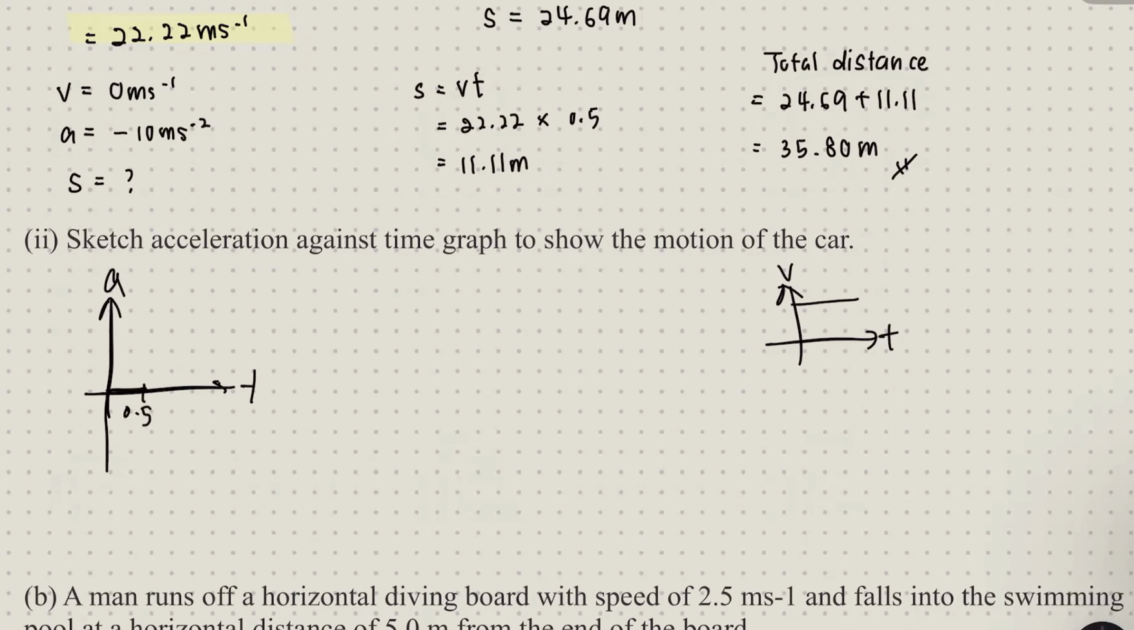After 0.5 seconds, the car decelerates at 10 meters per second squared. So which means, as we know, it's decelerating, so the value will be -10 and not +10. So the graph will be like this.